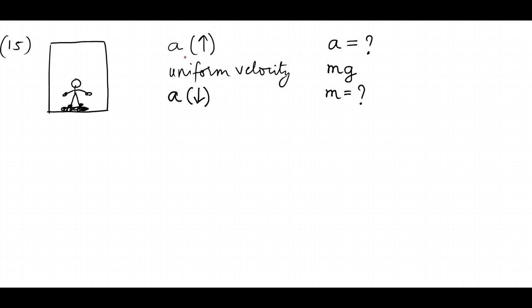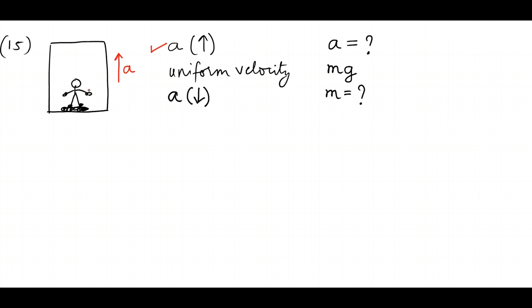To solve the question, let's try to analyze the different phases of the motion separately. Let's begin with the first phase of the motion when the acceleration is a in the upward direction. So in this physical diagram, I'll actually show the acceleration upwards a, and now essentially we are going to apply Newton's second law of motion to the man.